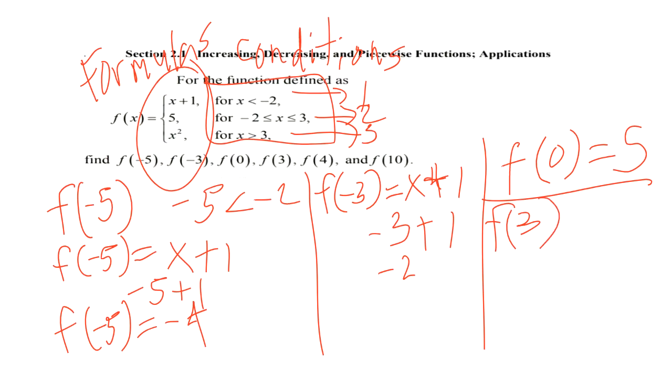f of 3. So 3 is not less than -2. It's not greater than 3, so it has to be this middle one again, because 3 cannot be greater than 3. But in the middle, if you put the 3 for the x, 3 is greater than or equal to -2, and 3 is less than or equal to 3. So since that equal is there, 3 can equal 3, so it's the middle one again, and your output is going to be 5.